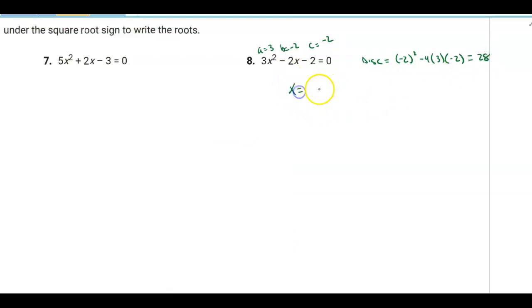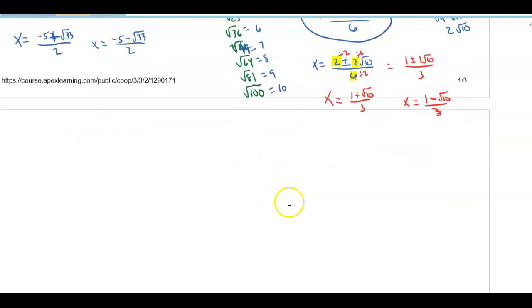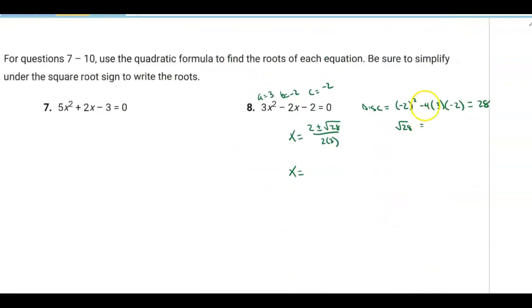So now the quadratic formula tells me b is negative 2. I get 2 plus or minus the square root of 28 all over 2 times 3. So right away the square root of 28, right? If you take that list we talked about just up above, which one of these, 4, 9, 16, 25, 36, 49, 64, 81, or 100, go into 28? And we would break that up into the square root of 4 times the square root of 7.